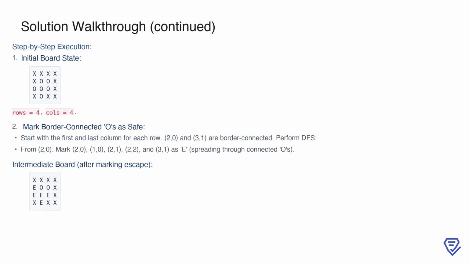In this second example, we are working with a larger 4x4 board where no regions can be captured. Starting with the initial state, we see several O's spanning across rows and columns.